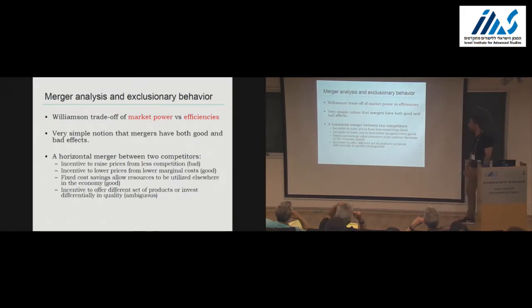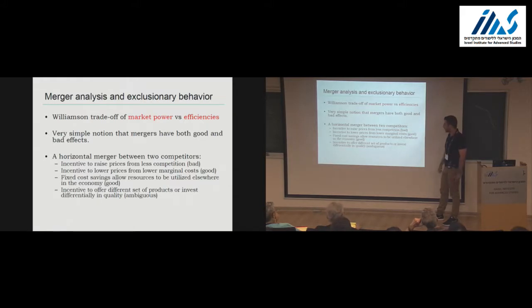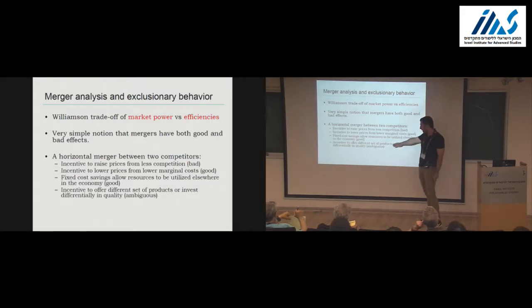Very broad. When you hear people say the Williamson trade-off, that's Oliver Williamson, a paper, I think 1968, with a very simple notion. He said, look, when you're looking at a merger, there's good stuff and bad stuff that happens out of the merger. The good stuff we call efficiencies, and the bad stuff we call increases in market power. If you think about a horizontal merger between two competitors, like Coke and Pepsi merging with each other, a market power effect would be that they have an incentive to raise prices because they face less competition. They might share best practices and have an incentive to lower prices because they have lower marginal costs, and even a monopoly would lower prices with lower marginal costs. They could have fixed cost savings that allow their resources to be utilized elsewhere in the economy. They might have an incentive to offer different sets of products, like maybe eliminate diet, who knows. And that can have ambiguous effects. Yes, please.